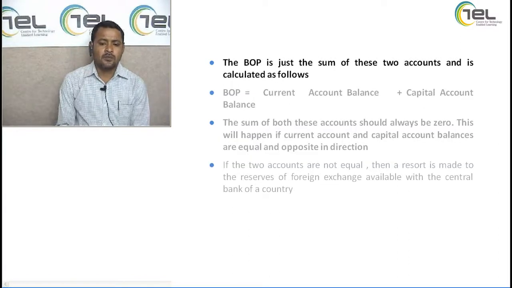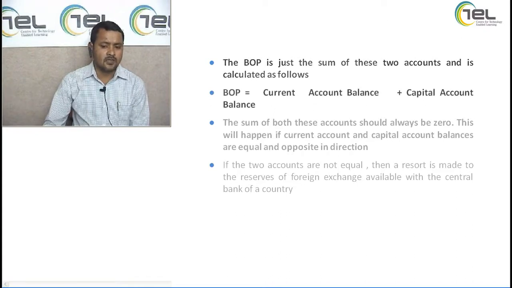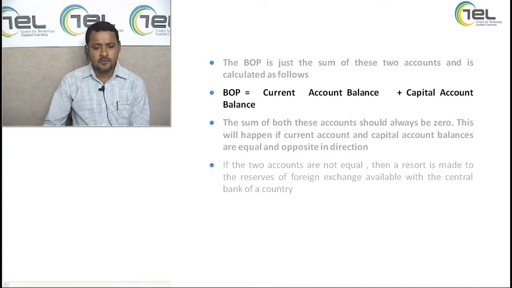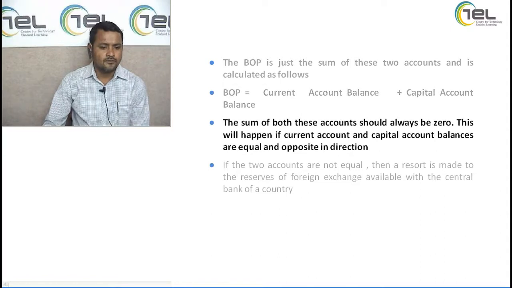The balance of payment is just the sum of two accounts and it's calculated as follows. The balance of payment is equal to current account balance plus capital account balance. The sum of these accounts should always be zero, which means if one is plus, the other one should be negative. So both of them carry in opposite directions and should be equal in volume.